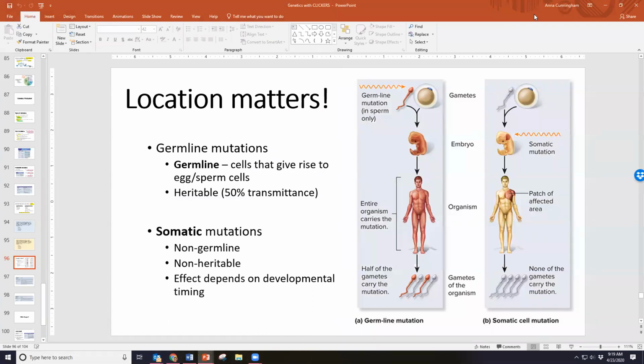In this slide, what I want to show you is, again, where and when that genetic mutation takes place really matters as to the overall effect of a genetic mutation. So remember that we have two types of cells in the body. We have gametes, and then these lead to the formation of an embryo.